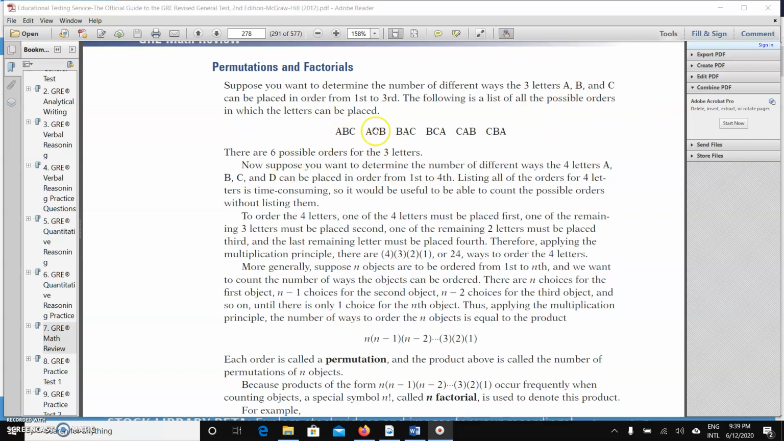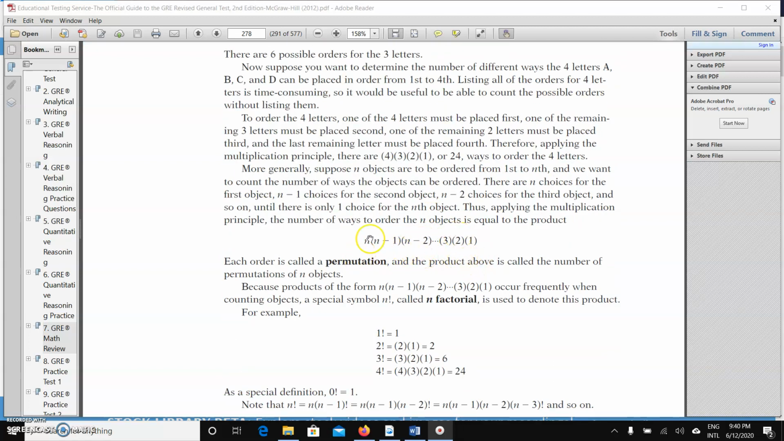Instead of writing all of this out, which might consume your time, for 4 letters, the number of different possible outcomes you can have is 4 times 3 times 2 times 1. This is different from the multiplication principle. This one is talking about permutation and factorial.